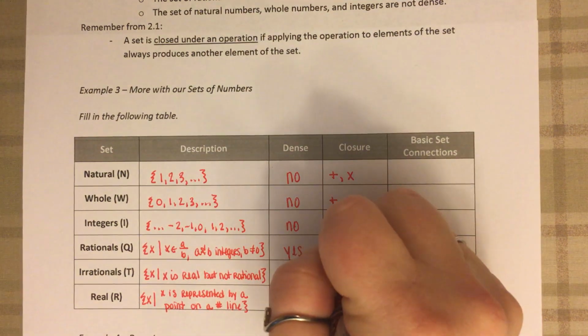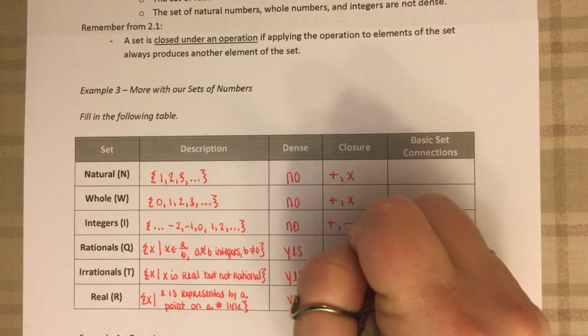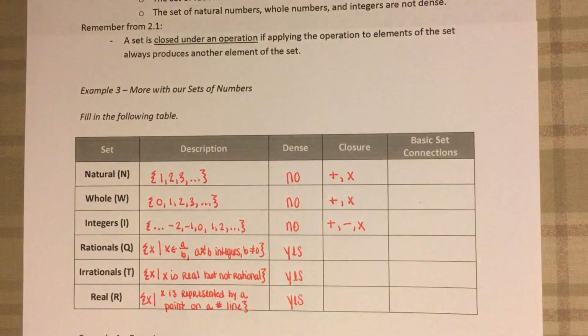Our integers are closed under addition, subtraction, and multiplication. So here we can add, subtract, or multiply with integers and we get another integer left. We don't necessarily use division because we could do division of integers and end up with fractions.